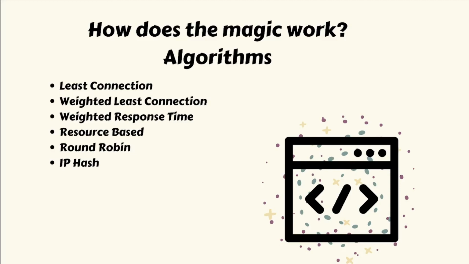Then there's round robin, which distributes traffic to a list of servers in rotation. So one server might get it this round, then the second server might get another round, and it just rotates.